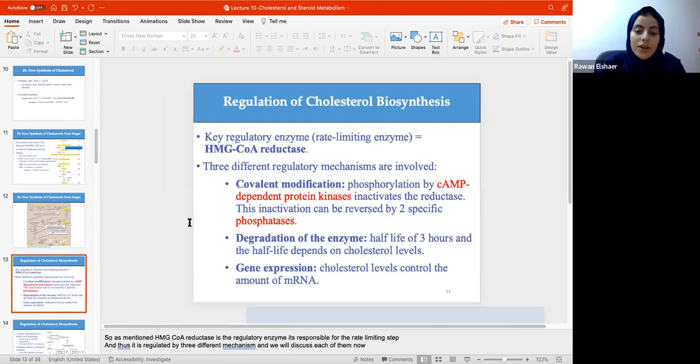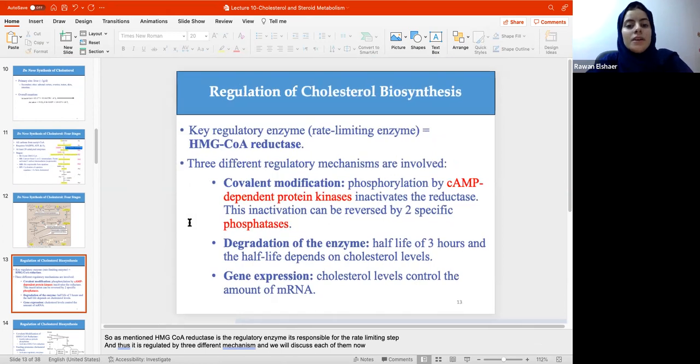Now let's see this. So now, regulation of the enzyme. As I said, there's a key regulatory enzyme, which is HMG-CoA reductase, and it regulates the rate-limiting step. There are 3 ways it can be regulated: by covalent modification, degradation of the enzyme, and gene expression. Do you guys know what covalent modification is?